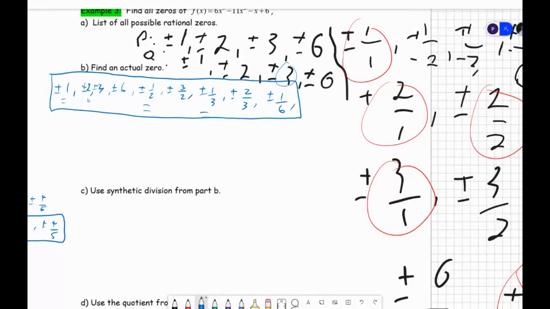So now let's count how many we have. 1, 2, 3, 4, 5, 6, 7, 8, 9. Make sure to times 2, so we have 18 total possible zeros. Okay?